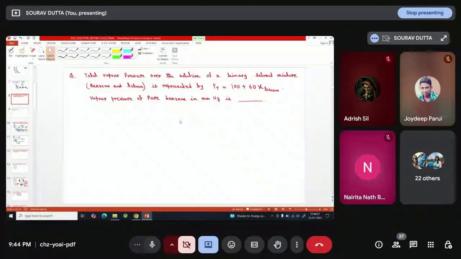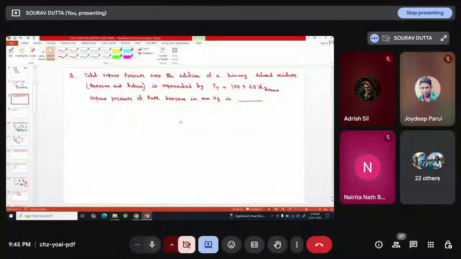The vapor pressure over the solution, this is a very good question. Total vapor pressure over the solution of a binary solvent mixture, benzene and toluene, is represented by PT, that is total pressure, equals 100 plus 60 into x of benzene, that means mole fraction of benzene. Find out the vapor pressure of pure benzene in mmHg.